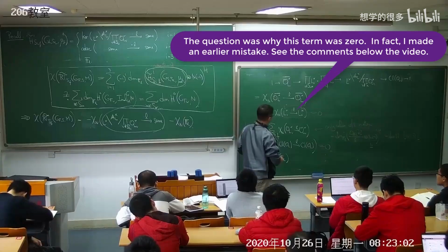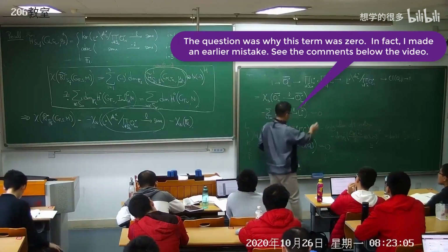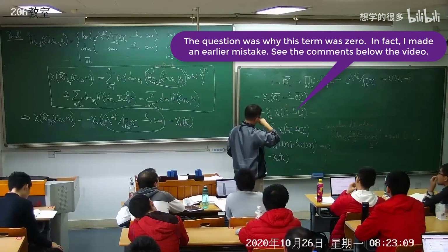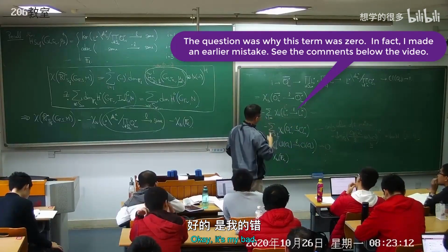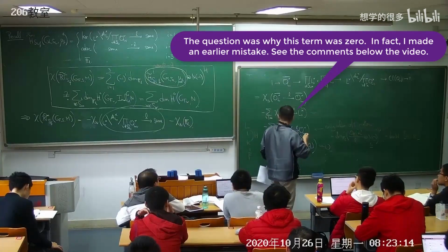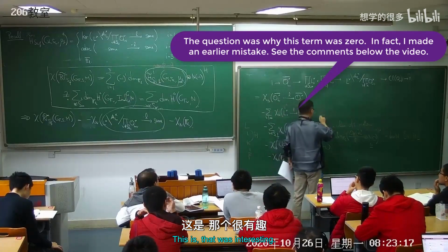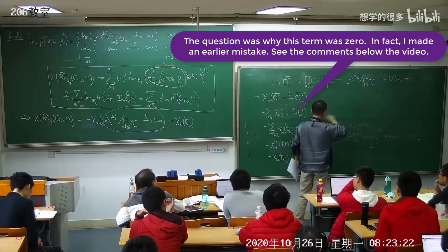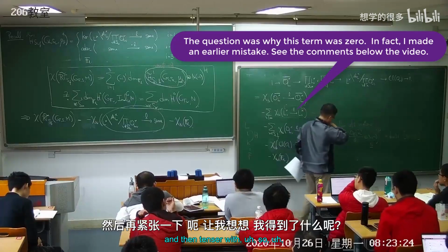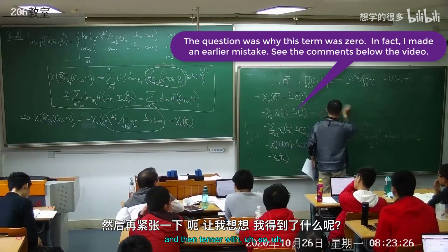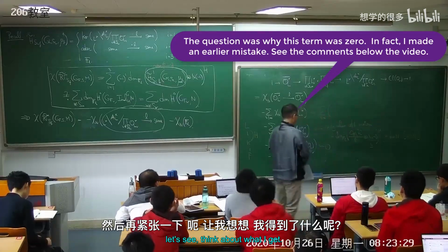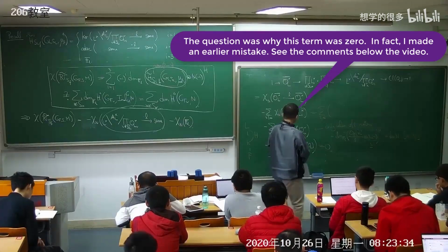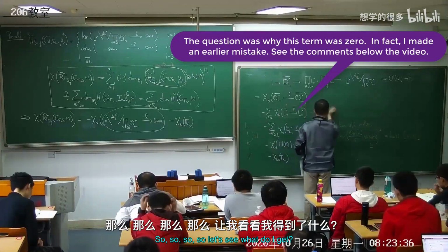Good point. Okay. You're right. Sorry. Okay, it's my bad. I didn't realize this. That was embarrassing. So you have to do this. So you do get mu L, and then tensor with. Let's see. What do I get? So let's see what do I get?